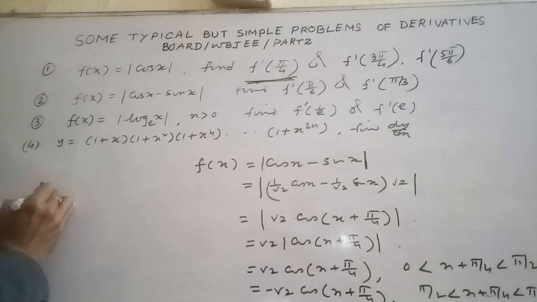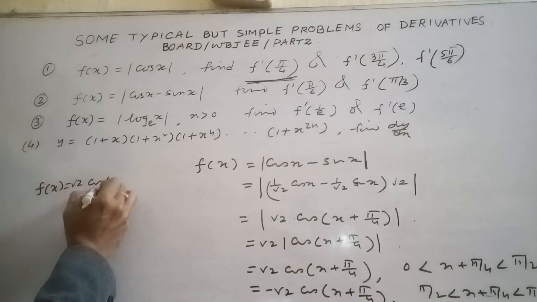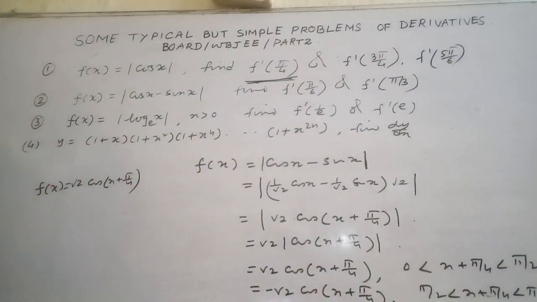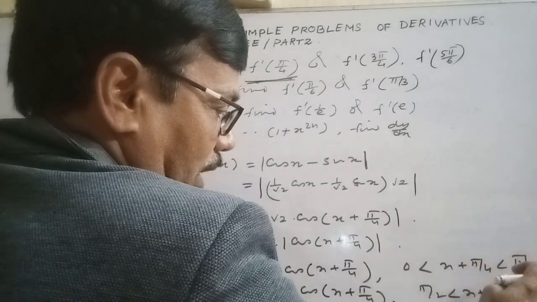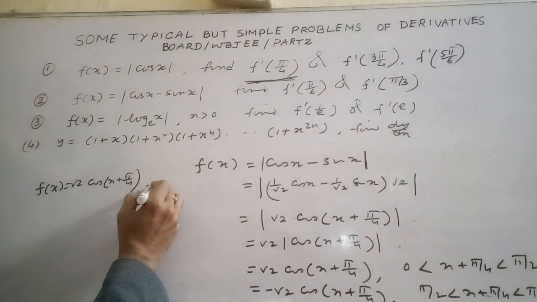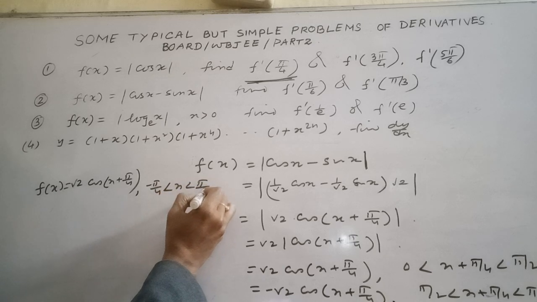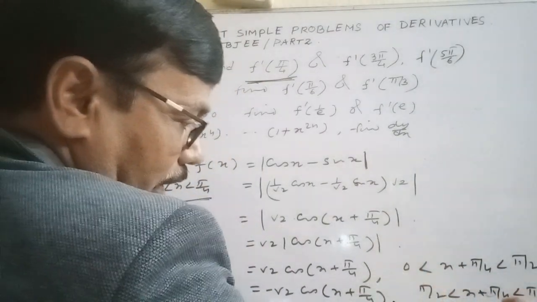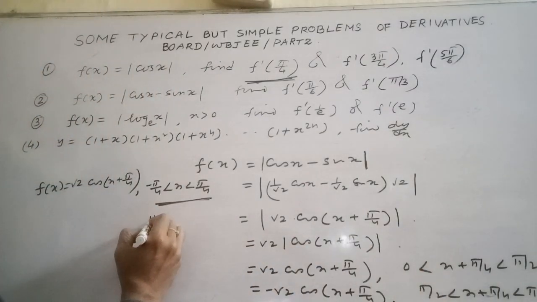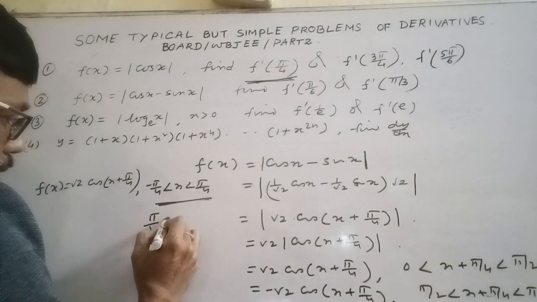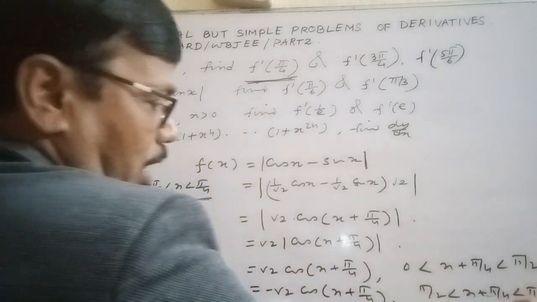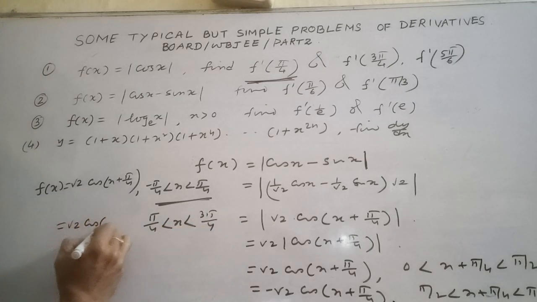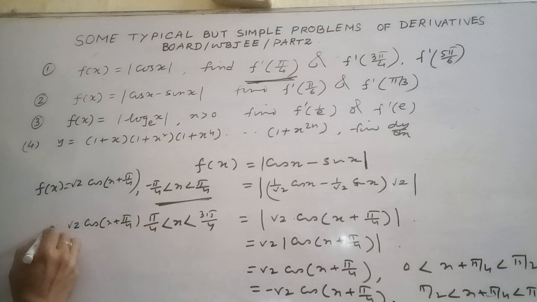Now look, f x equals root 2 cos x plus pi by 4. Now the restriction is given in terms of x plus pi by 4. So in terms of x, subtract pi by 4. So you can write minus pi by 4 less than x less than pi by 4. In this restriction it is positive. Subtracting pi by 4 from pi by 2 gives pi by 4, so pi by 4 less than x less than pi minus pi by 4, so 3 pi by 4. Here it is root 2 cos x plus pi by 4 with a negative sign.